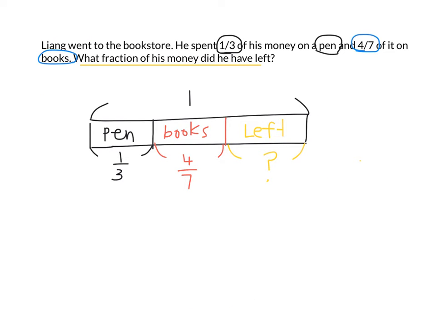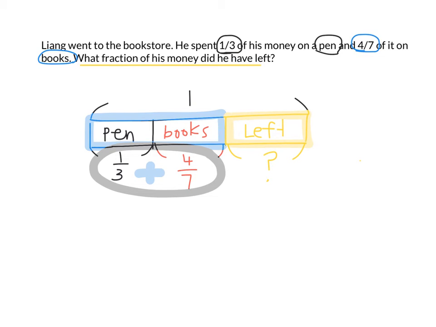We can see clearly that what we need to do first is find out how much money she spent altogether on her pen and her books. And we can do that by adding 1/3 plus 4/7. We know we'll have to convert the units to make them like units, but can we do that? Yeah. Then all we need to do is take whatever that sum is and subtract it from 1 in order to find out how much is left. Much like what we did on the first problem with Summer and George. Yes? Good. We're not going to solve that right now.